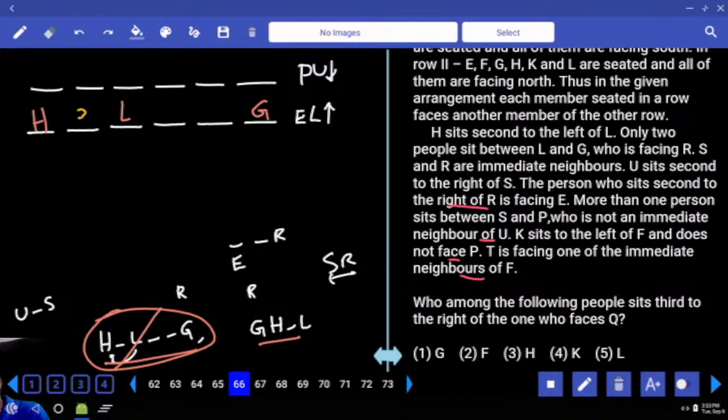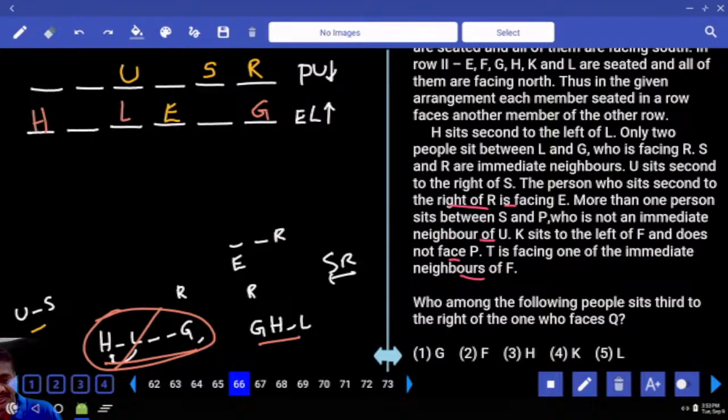Now can we have E at this place? Now E is opposite. E is facing whom? E is facing R. Now G is facing R, as is clearly given. As G is facing R, R is here. Then second to the right. R and S are adjacent to each other. And second to the right hand side of R, E is facing the one who is seated second to the right of R. Then S and U. Now U is seated second to the right of S, U is here.